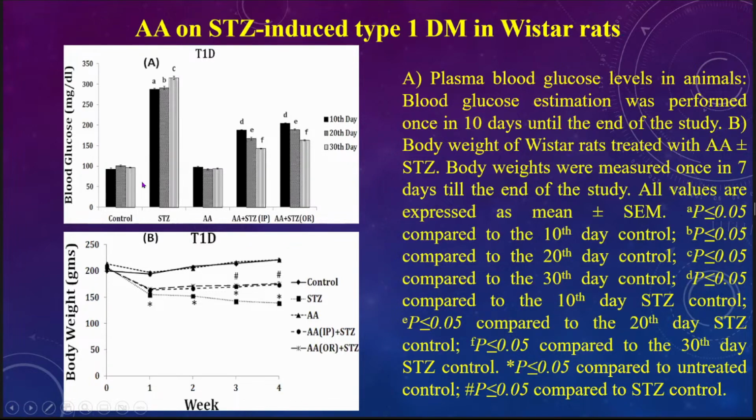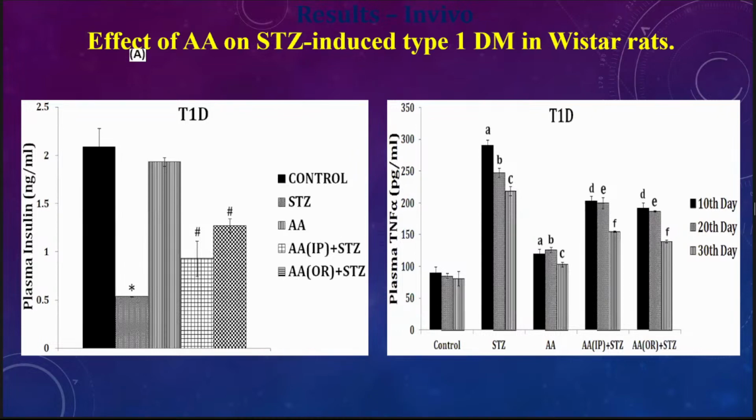We studied this experiment for 30 days. Then, of course, we looked at the body weight, and the body weight comes back to near normal levels in the arachidonic acid treated animals. So this suggests that arachidonic acid, whether given orally or intraperitoneally, is able to prevent the development of diabetes induced by streptozotocin and alloxan. Then we wanted to confirm this by measuring the plasma insulin levels. We find that the plasma insulin levels are high compared to the streptozotocin alone treated animals, and insulin levels are almost similar in both the oral group and the intraperitoneal group.